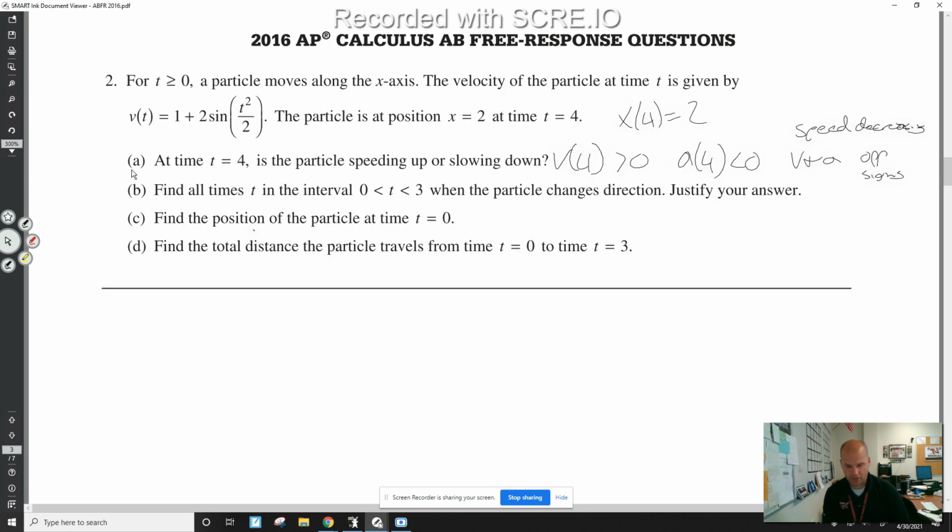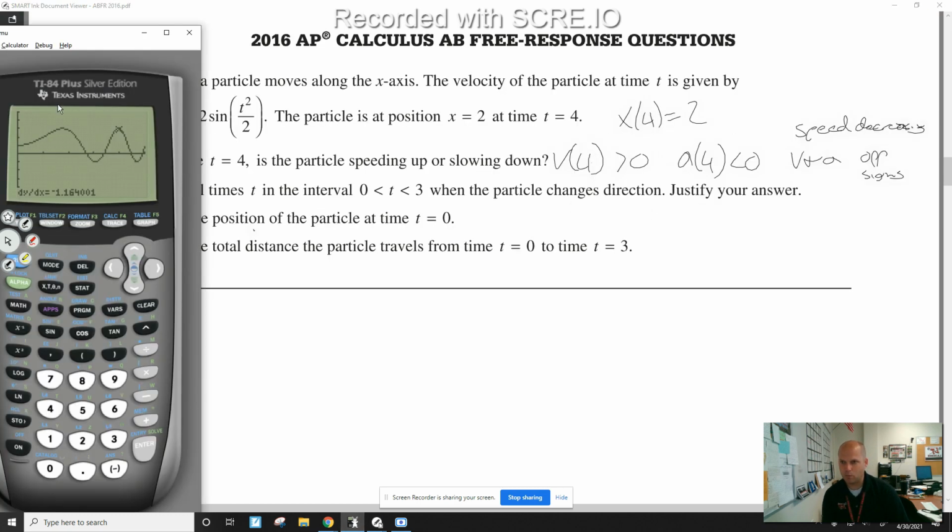Find all the times when the particle changes direction. All right, now, boom. When does the particle change direction? When the velocity changes sign. Second calc, intersections. I think I graphed V equals 0. This is from 0 to 3. Thankfully, from 0 to 3, I don't have to find all of these. I just need that first one, it seems like. Boom, just right there.